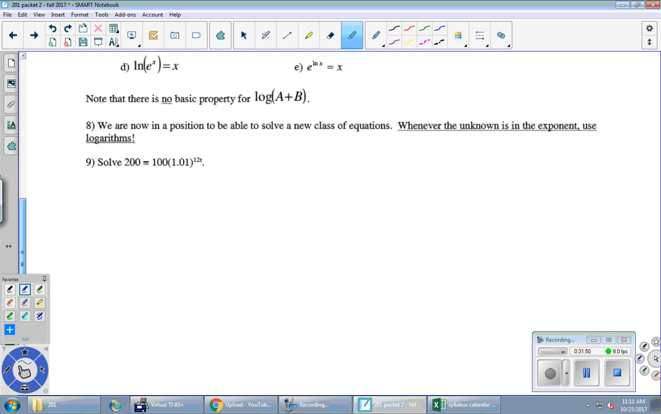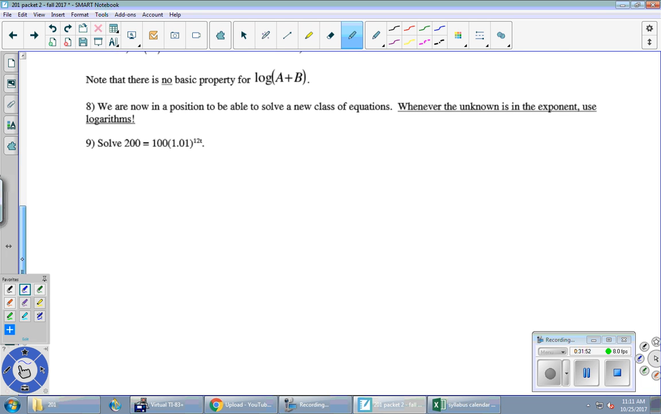Okay, but the biggest purpose of logs for us, oh, also note there's no property for log of a plus b. See it? You cannot do anything with it, you leave it. But we're now in a position to solve equations where the variable is where? In the exponent. Logs is going to be the thing that opens the door for us. Okay, first we have to get the exponential part by itself.